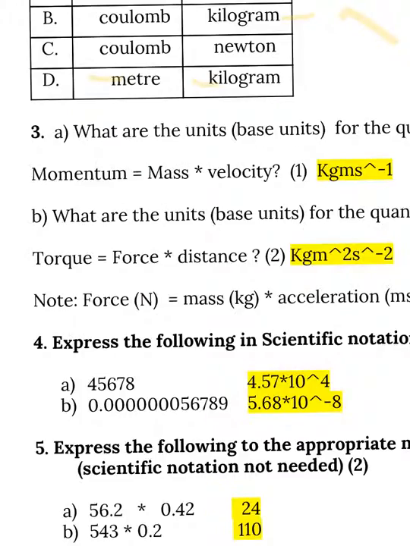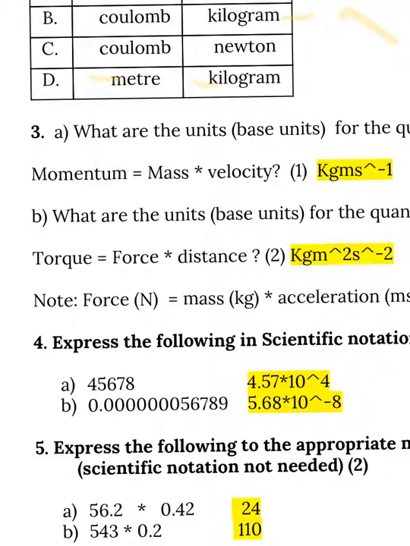Question 3. What are the units for momentum if momentum is equal to mass times velocity? You build the units for momentum by using the units for mass, which are kilograms, and velocity, which are meters per second. So the base units would be mass, kilograms, times velocity, meters per second. That's worth 1 mark.